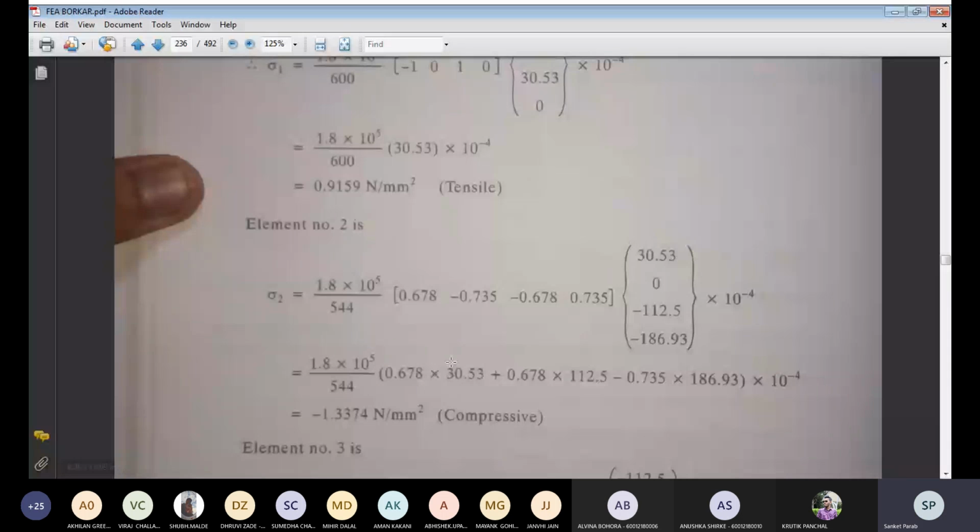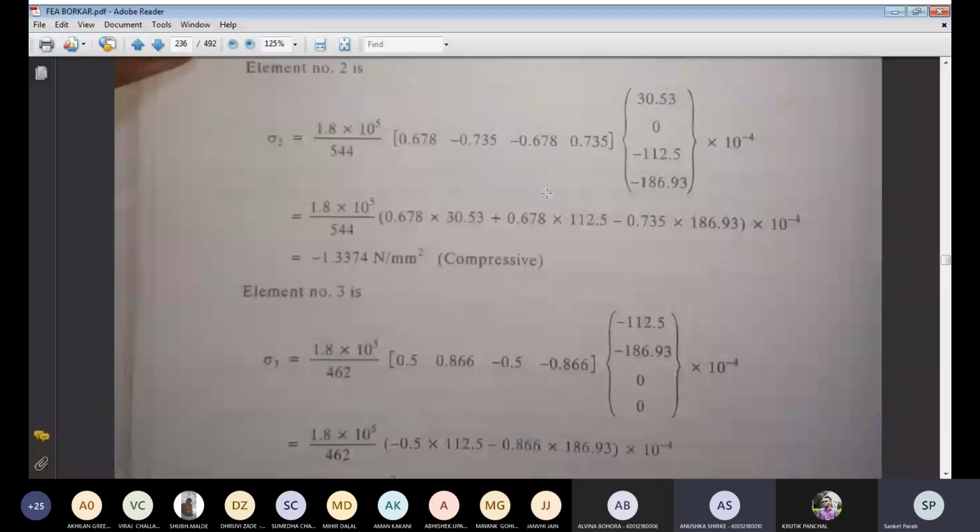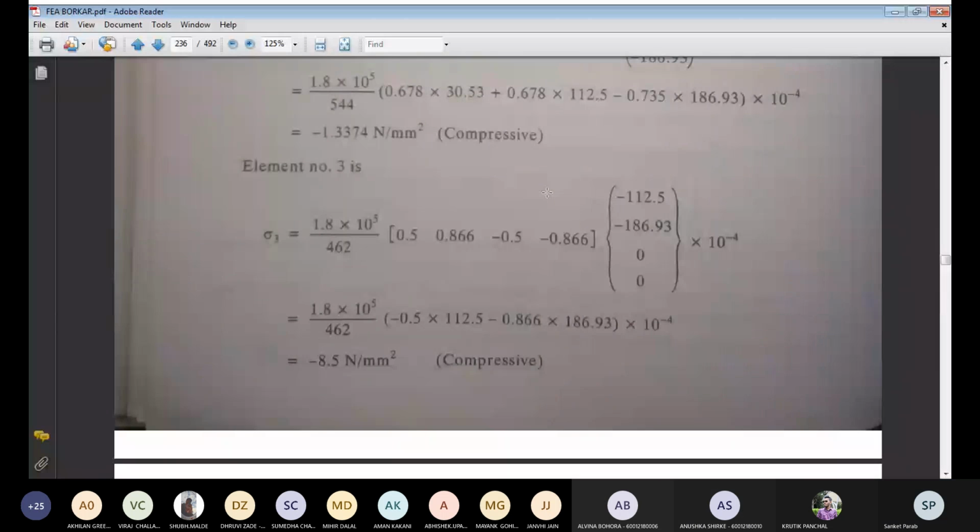The stress values you have found out. Yes, sir. Are they matching? Yes, sir. Okay. Sir, could you show the value for element 3? Yeah, I'm doing that one. And only a few people are responding. I want others to respond also.